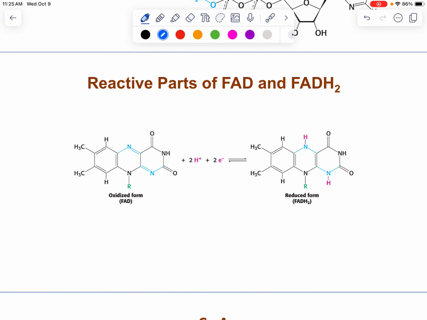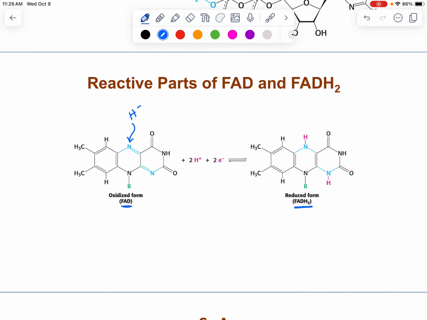And so we see that it goes from FAD to FADH2. Again, it's going to carry a couple electrons. And again, we're going to think about a hydride ion attacking this top nitrogen. It brings its own electrons, so it can form a bond. We see that over here.